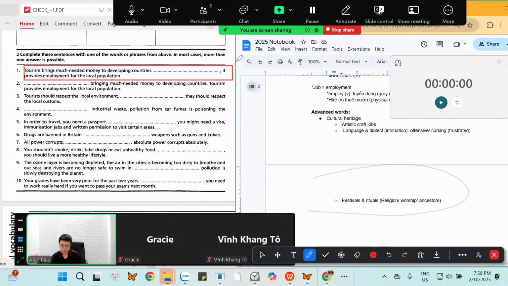So here, let's go. I'm gonna be the first one to talk about the benefits, okay, of developing countries from tourism. So what does tourism bring to developing countries in terms of cultural heritage?